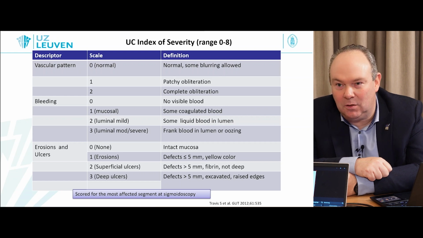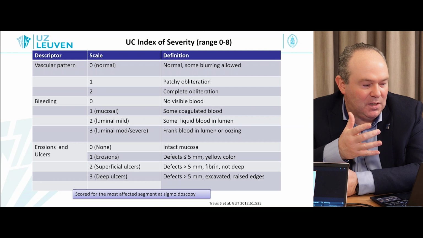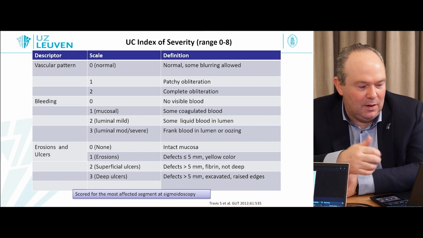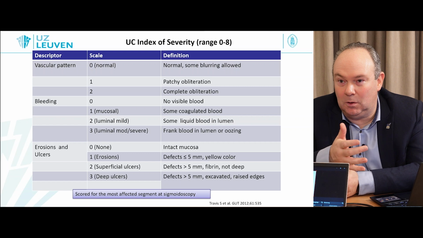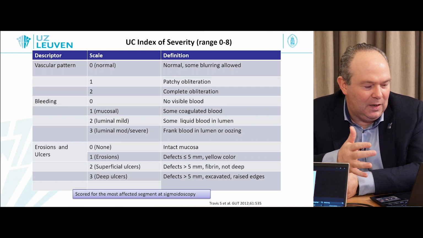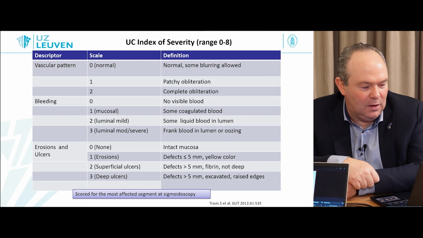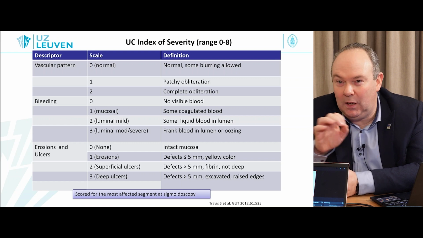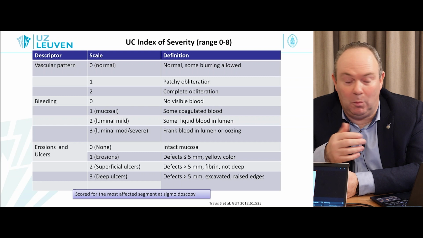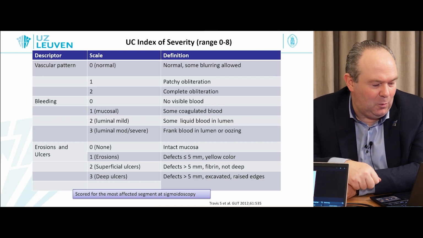So it takes into consideration whether disease can be patchy, especially concerning the vascular pattern that can be visible, totally not visible, or patchy obliteration. And also the bleeding is graded, so you can have a small mucosal bleeding if you have some coagulated blood, or it can already be blood in the lumen when you come, or really frank bleeding that could be severe.